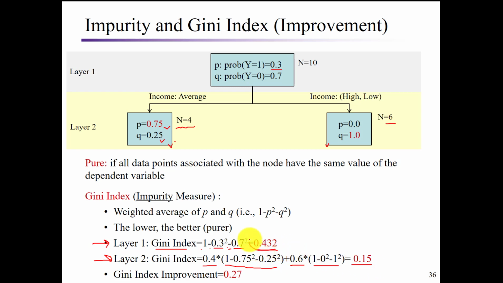So again, the Gini index shows the impurity level, and we can see that in the second layer, by splitting the entire group in terms of income, we get a purer outcome, from 0.43 to 0.15. Therefore, the Gini index improvement is 0.27. And this number is associated with the importance of each variable. So this is the way we calculate the Gini index. But again, if it is too statistical, you can skip this page.